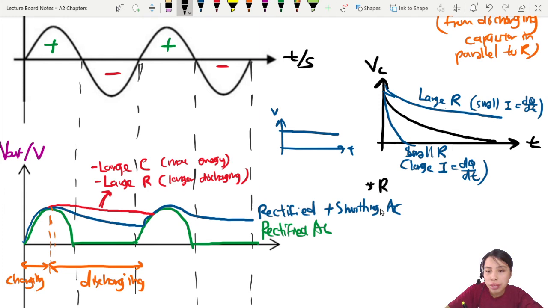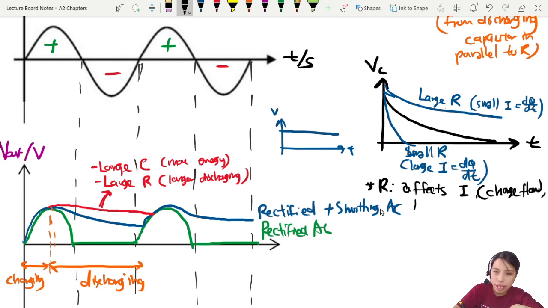No space, but the resistance affects current flow. So affects I, which is charge flow, rate of flow of charge, and hence, I think I already wrote this up there, never mind lah, and hence it affects discharging time.